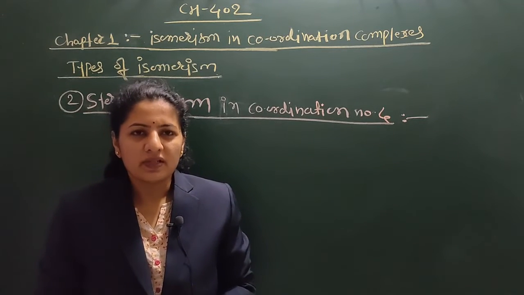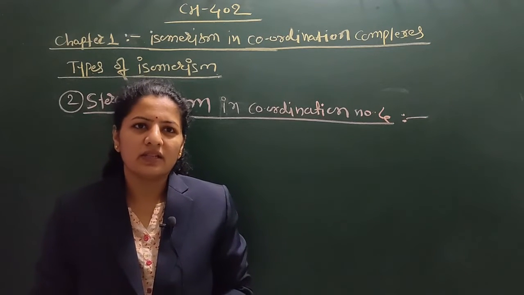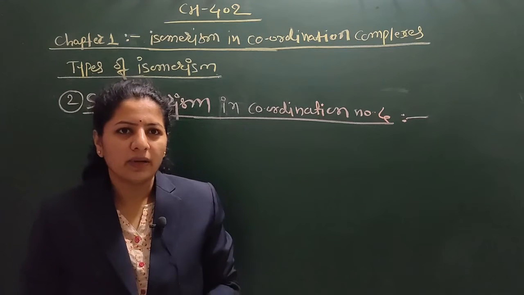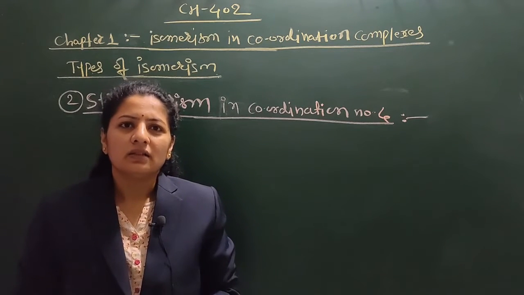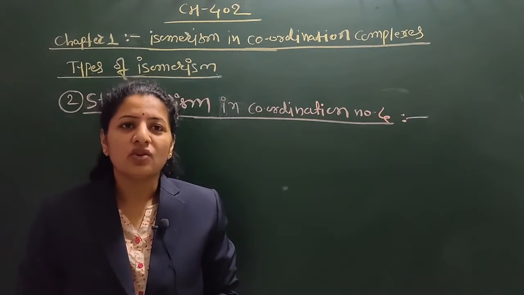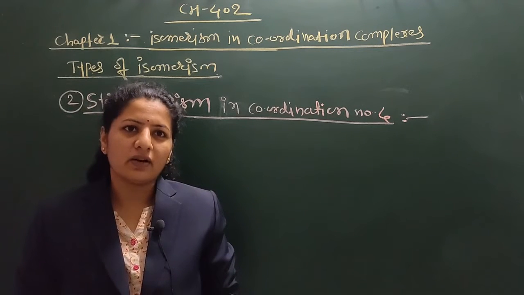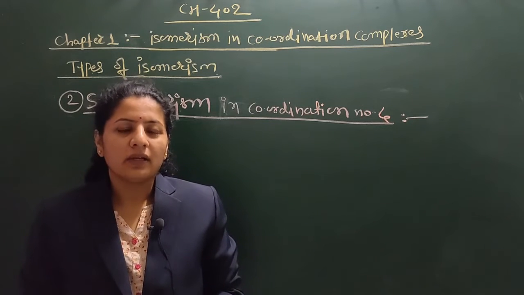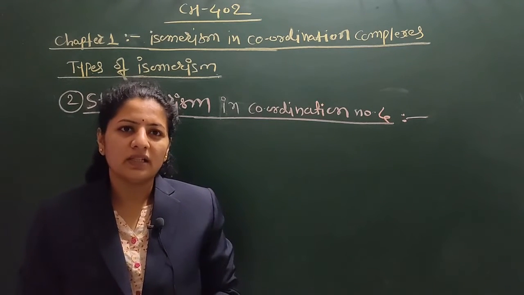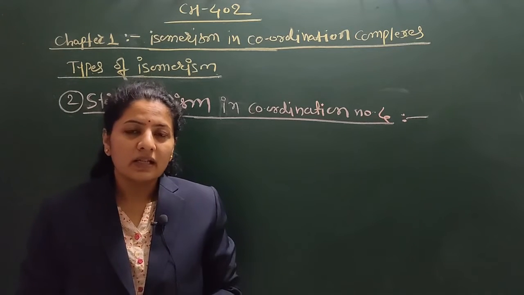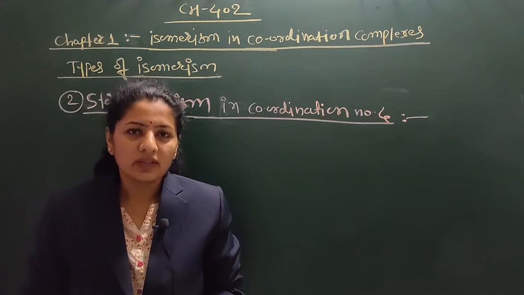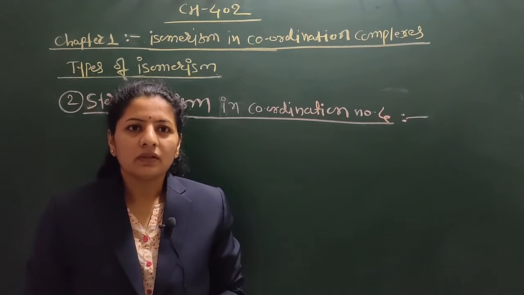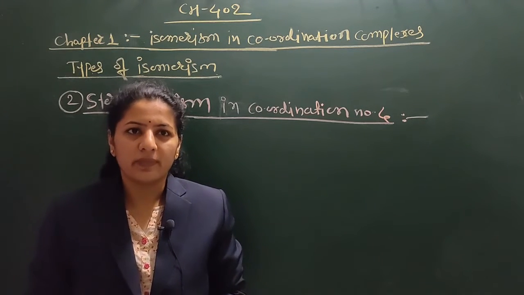In continuation with the previous lecture, in this lecture we are going to discuss isomerism in square planar complexes. As we know, in tetrahedral complexes cis and trans isomerism, meaning geometrical isomerism, is not possible because the ligand positions are equivalent, but optical isomerism is possible in tetrahedral complexes. Now, in continuation with the previous lecture, we are going to discuss isomerism in square planar complexes.